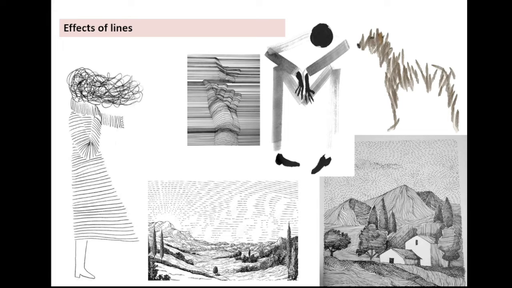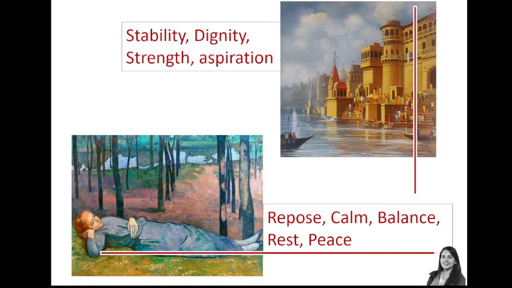Effects of lines. Lines can vary by length and style. Some lines can be short, long, and medium. Sometimes lines create illusion and confusion. They have the ability to express emotions and feelings too. Every line has a meaning. Let's find out what lines represent.